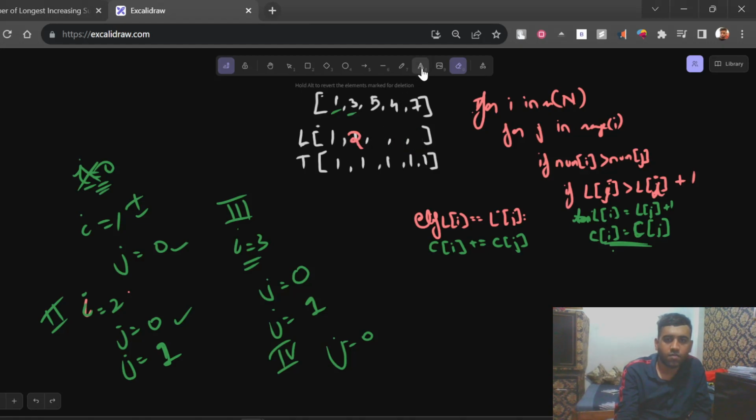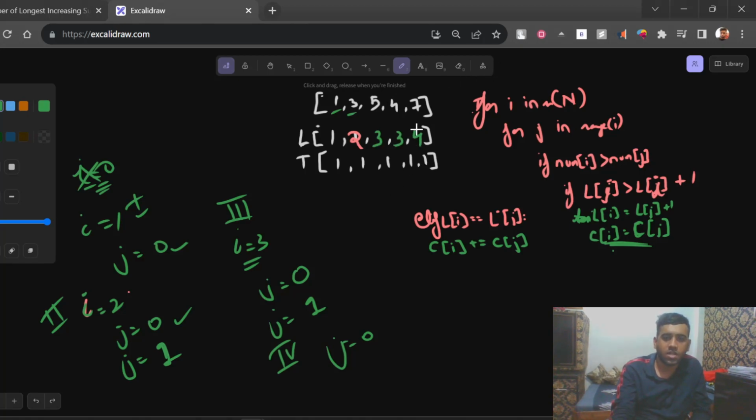3 3 4, and now we check again the last one here, if Lj plus 1 is greater than I. One more thing: this is I, this is J. If L of I is greater than Lj plus 1, so J plus 1, 3 plus 1 is 4, is 4 greater than 4? No.